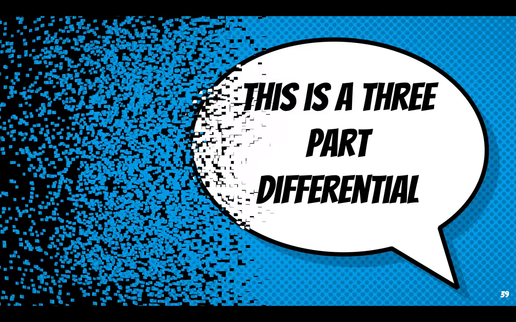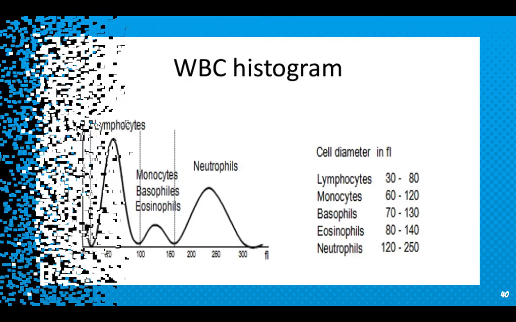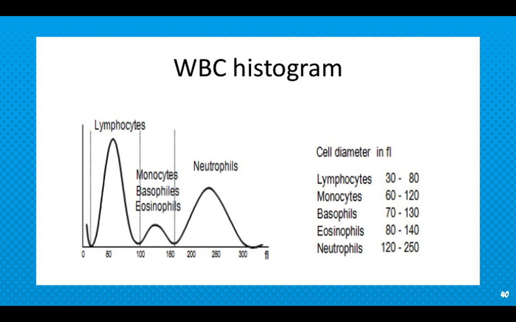So this is now a three-part differential, okay? What do I mean by three-part differential? You are only able to differentiate your WBC into lymphocytes, monocytes, and granulocytes. Maybe some of you are asking, sir, how do they do that? Isn't it that we have your WBC differential count with the five different WBCs? How can we do the five-part differential? In the five-part differential, we will be using your scatter plot.